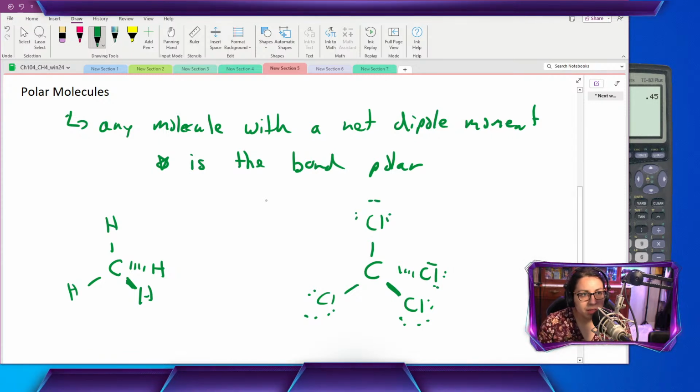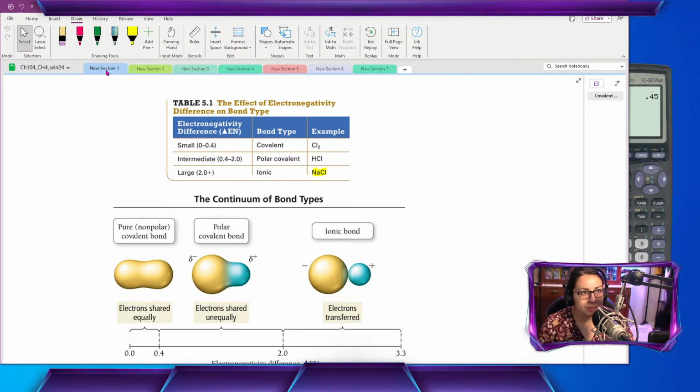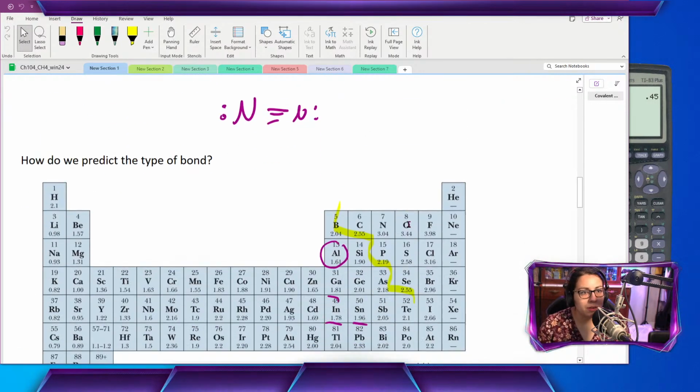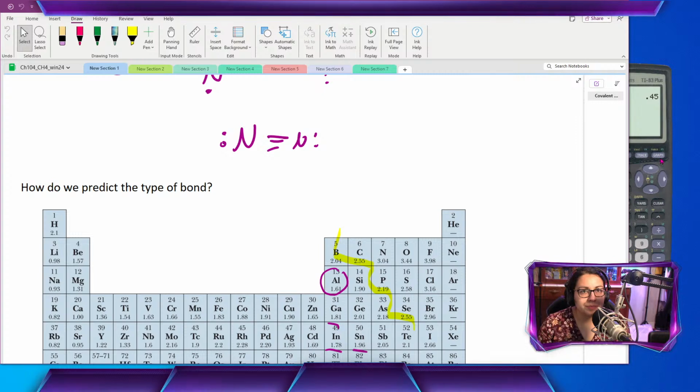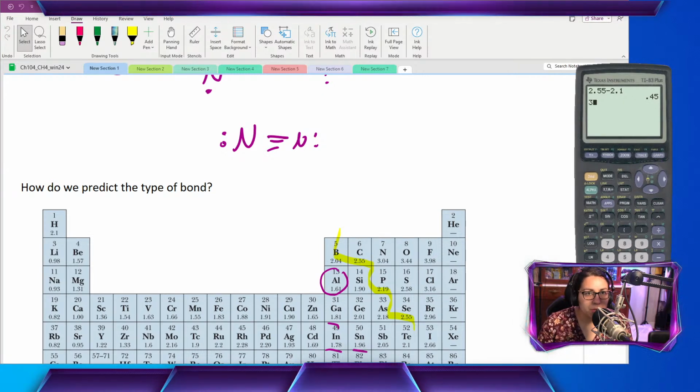Examining this bond, now we have a more polar bond, and we can double-check that with our chart here. We have 3.16 minus 2.55. That's showing us a little bit more polar.